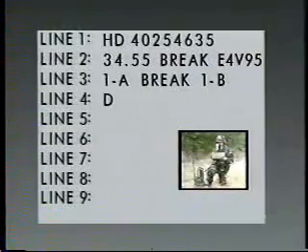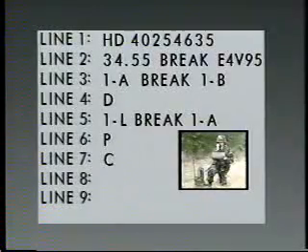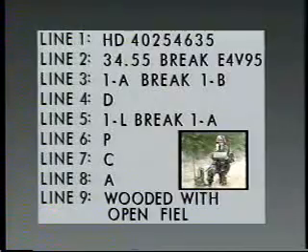40254635. Line 2, Tree 455. Echo 4 Victor Niner 5. Line 3, 1 Alpha 1 Bravo. Line 4 Delta. Line 5 1 Lima 1 Alpha. Line 6 Papa. Line 7 Charlie. Line 8 Alpha. Line 9 Wooded with open field, over.